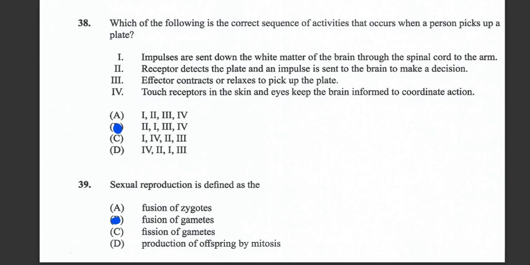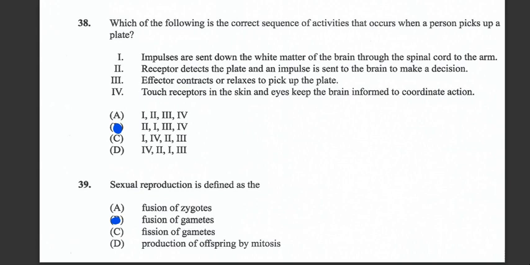Therefore, we have the effector. The effector now contracts and relaxes to pick up the plate. So we're talking about the effector. We know that we need to pick up the plate, so the effector would now contract, and when the effector contracts, it could then relax to pick up the plate.